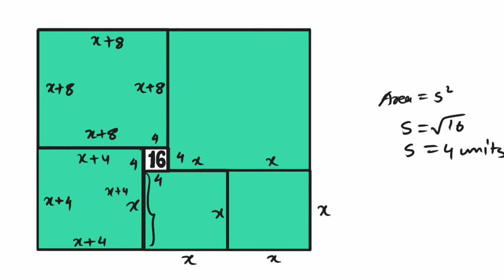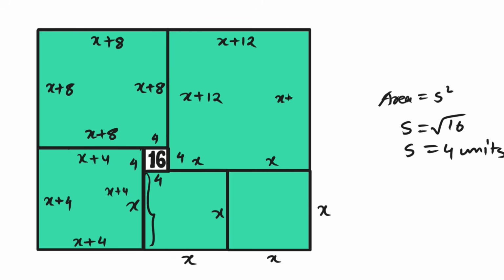Next, let's consider the large square on the upper right side. Its side length is built from the previous length, x plus 8, together with another 4-unit section. So we write x plus 8 plus 4. Combining the constants, 8 and 4 gives 12. So this square has side length x plus 12.